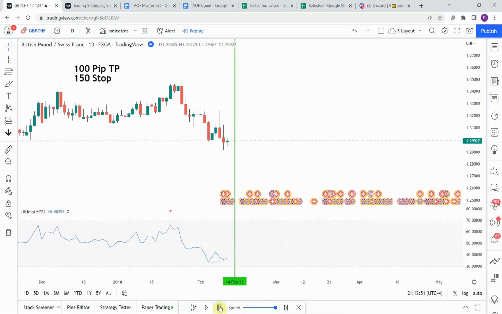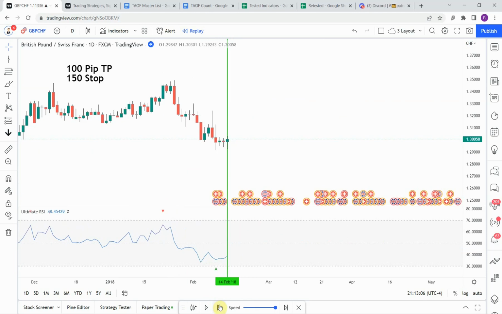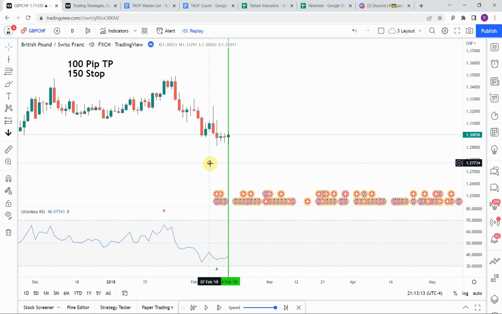If we go ahead and play this forward just a little bit, it's hard to see, but there is a line right here connecting these two points. That's going to be the beginning of the divergence. If we continue on here, there is where we get the actual divergence arrow that is displayed.